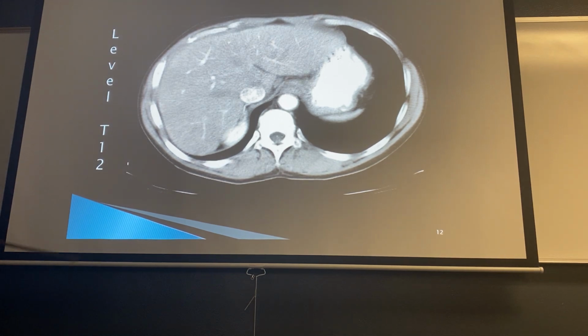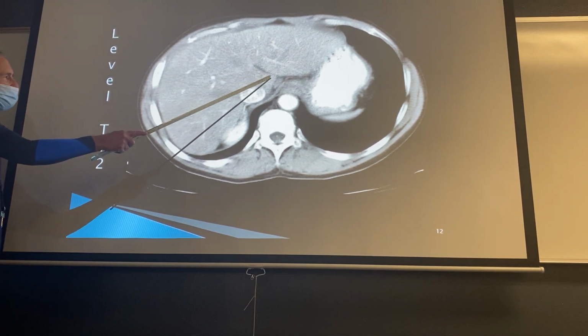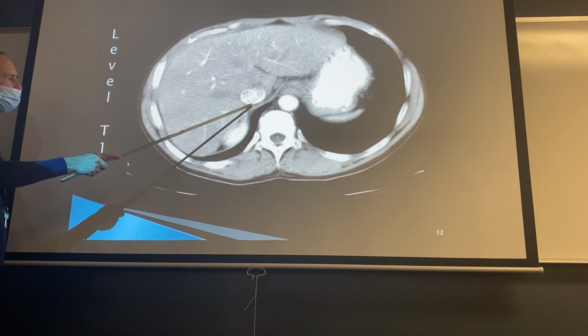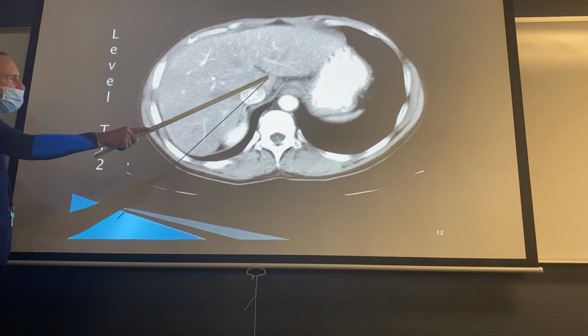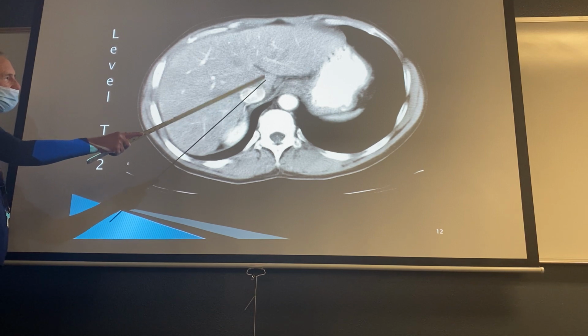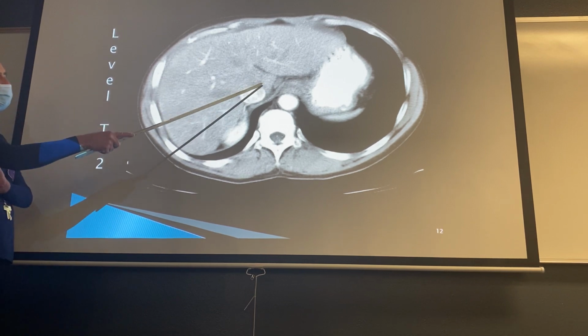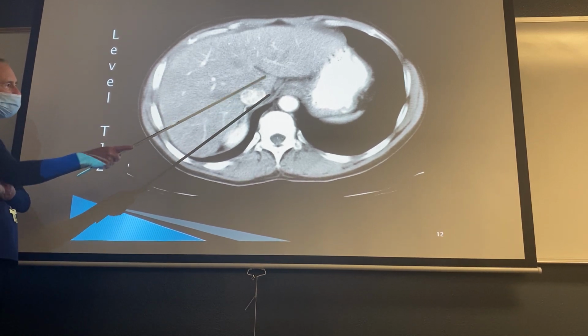A little bit better definition of the porta hepatis over here. IVC. Structures we're going to talk about during the course of lecture. Here's that little extension of the liver we're going to talk more about called the caudate lobe, found basically anterior to the IVC.